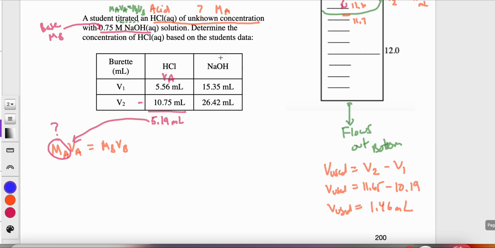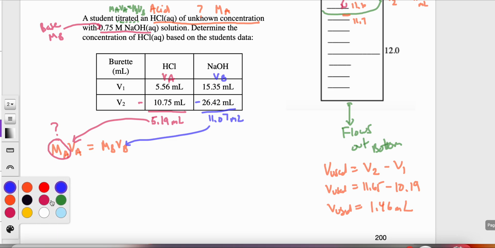Now, they also used a burette to monitor the amount of NaOH, the base. So in the other burette, the volume started at 15.35, it ended at 26.42. When we calculate the difference between where the meniscus started and ended, the volume of the base used in this lab is 11.07 milliliters. So now we know what to put in for VB.